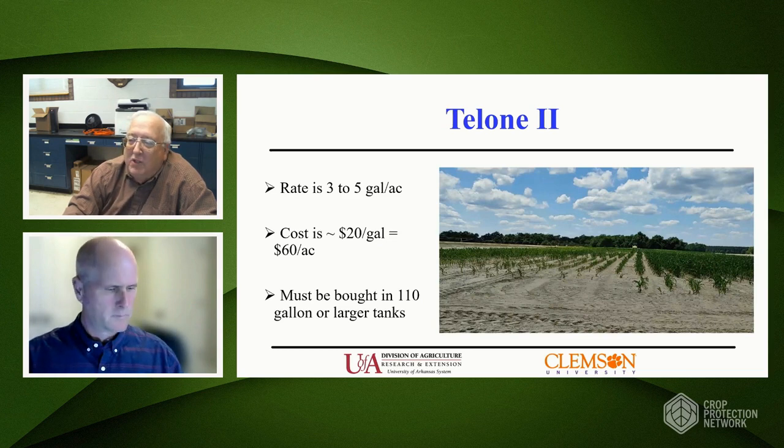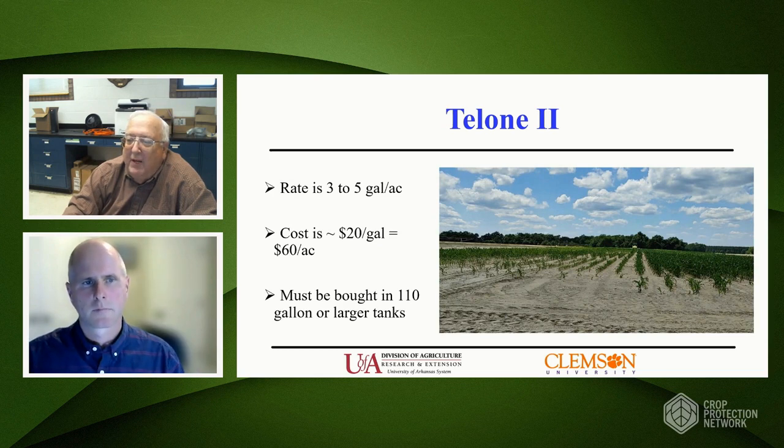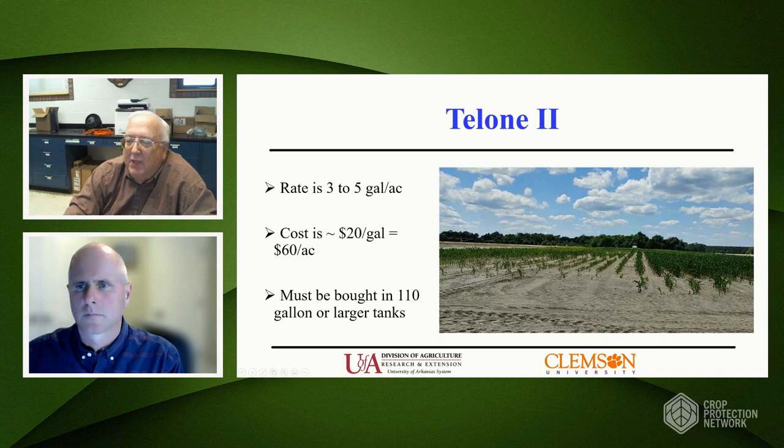The rate is 3 to 5 gallons per acre. I think it would be a very rare case when anybody would put down 5 gallons of telone in a cornfield, because it's $20 a gallon. And once again, I would think that you would really want to look at one of these variable rate application systems before you go after that. But as you can see in this picture, we get a pretty good response. We can control a lot of nematodes with telone. It's been a very reliable nematicide for years and years.